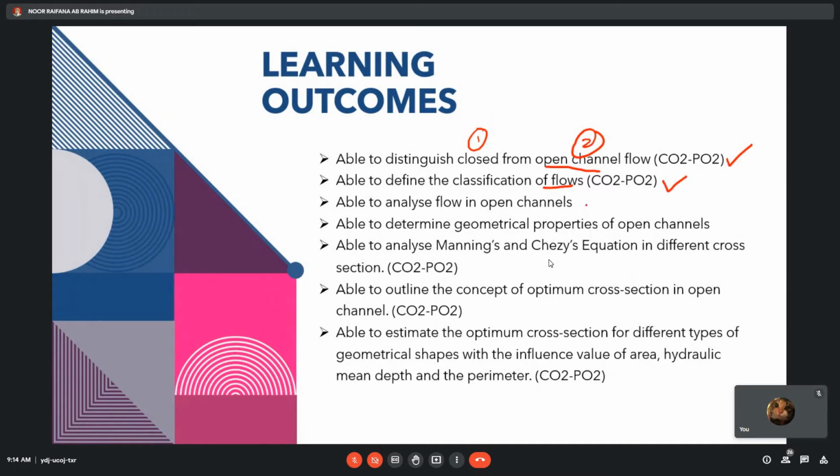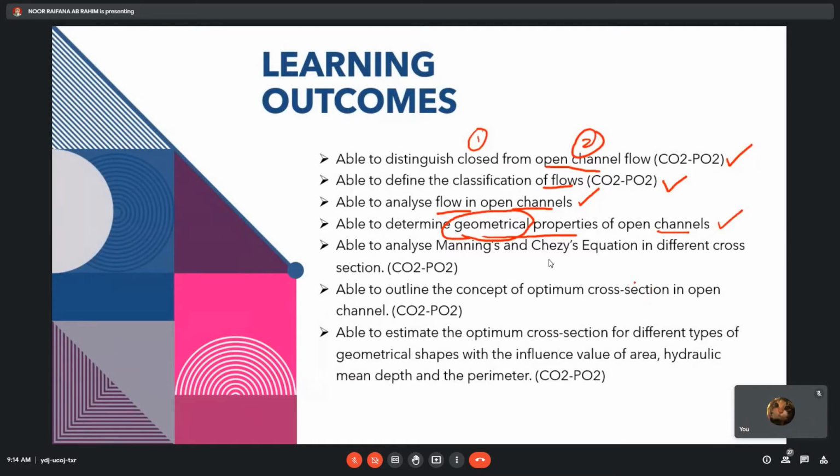So the third one is able to analyze flow in open channel. So means that you know how to calculate the discharge, the velocity. Sebab open channel ni dia ada banyak cross section, ada rectangular, ada trapezoidal, ada triangle. So you have to know how to calculate the flow with different cross section. Termasuklah topik ni, able to determine geometrical properties of open channel. So geometrical properties ni dia punya cross section lah, dia punya lebar, dia punya tinggi. So kalau tahu nak kira depends on the cross section, maksudnya dah faham.